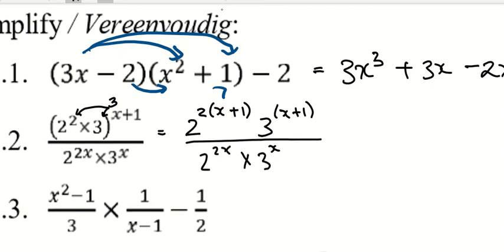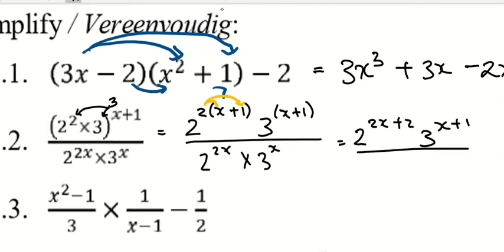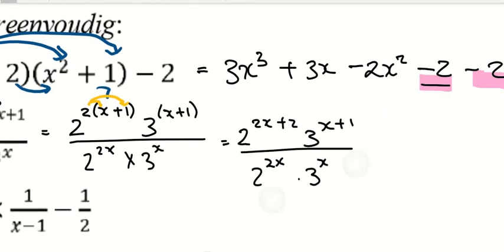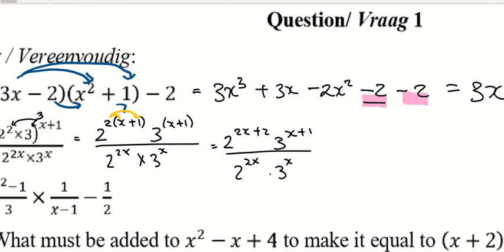Now I'm quickly going to expand these numbers here. I'm going to expand this with this, this with this, and then this with this. So my answer is going to look like this: 2 to the power of 2x plus 2, and then times 3 to the power of x plus 1, over 2 to the power of x times 3 to the power of x. What can I do when my bases are the same and I'm doing division? I can subtract the exponents.